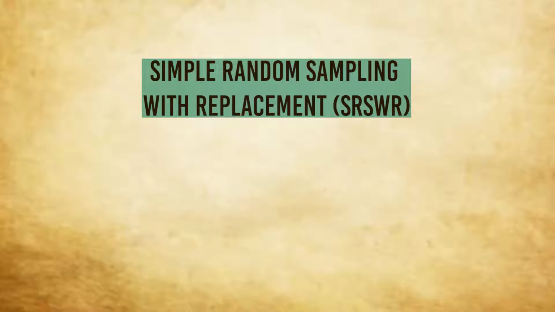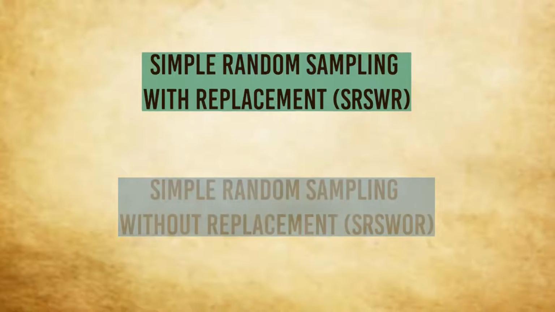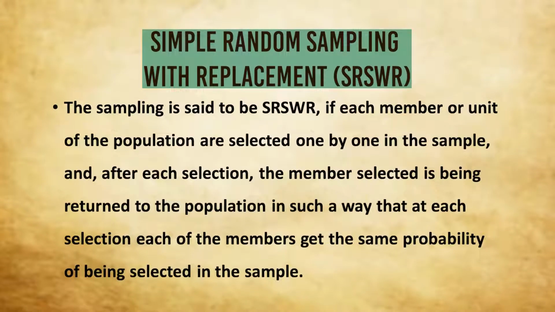Simple random sampling may again be of 2 main types: simple random sampling with replacement and simple random sampling without replacement. So what is simple random sampling with replacement? When each member or unit of the population is selected one by one into the sample and the unit selected is being returned to the population in such a way that at each draw, each member of the population will get the equal probability of being selected. Let us try to understand this concept.